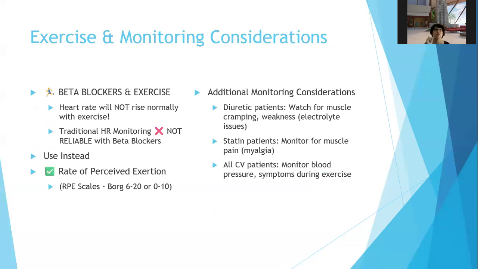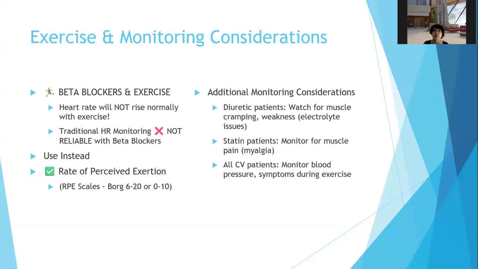So with beta blockers, we're not going to use our heart rate to monitor exertion. We're going to use rate of perceived exertion. I like the Borg 0 to 10 scale, even though it doesn't correspond to heart rate. But the Borg 6 to 20. And most clinics that I've worked at, they have the Borg scale posted next to the cardiac equipment, right next to the treadmill, right next to the bike. So you could ask your patient, where are you on this scale?